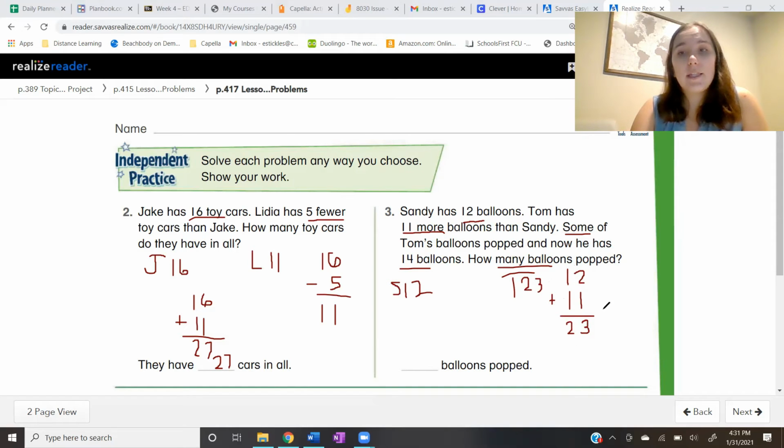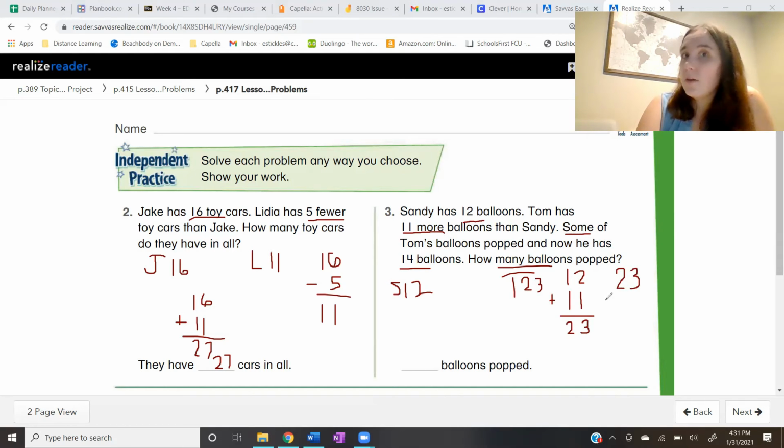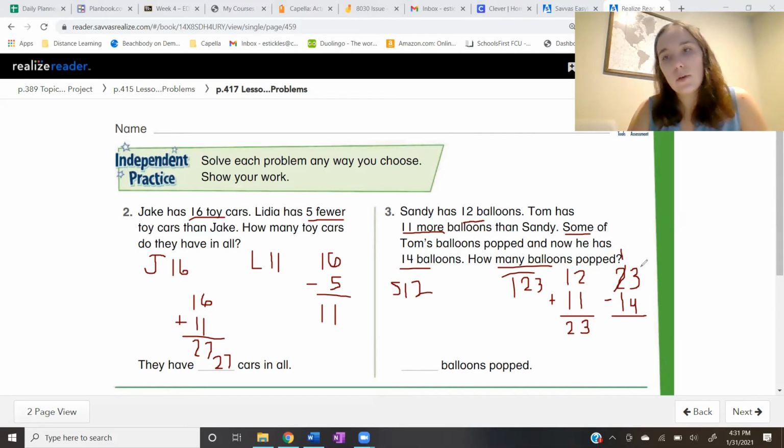So now I need to take Tom's 23 balloons and I need to find out how many popped. I know that there's only 14 left, so what I'm going to do is do 23 minus 14, and that's going to tell me how many of his balloons popped. So let's see, 3 minus 4, can't do that, I don't have enough, so I'm going to regroup. Instead of having 2 tens, I'm going to have 1 and take those 10 ones over to my ones column. So now I don't have 3 ones, I have those 3 ones plus 10 more ones, which is 13 ones. Now I can do some subtraction.